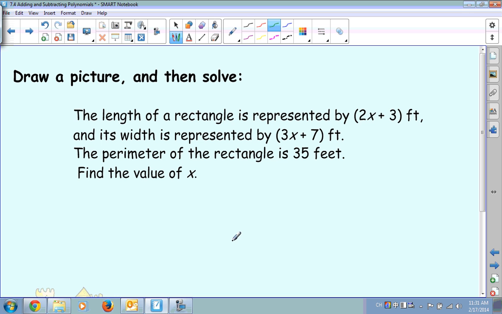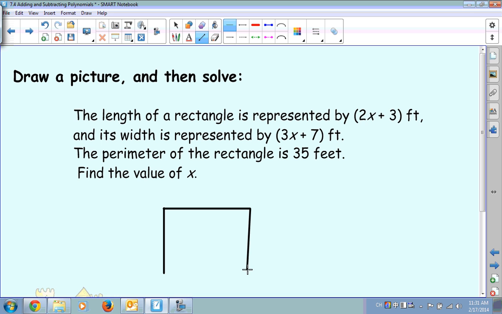All right, last one. If you need more room to draw a picture, you have the whole back of this is blank, right? So you can show work on the back as well. The length of a rectangle is represented by 2x plus 3 feet. So let's go ahead and draw a rectangle. So my pretty rectangle.